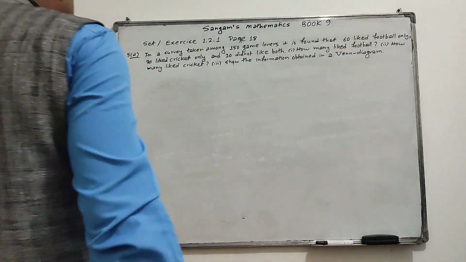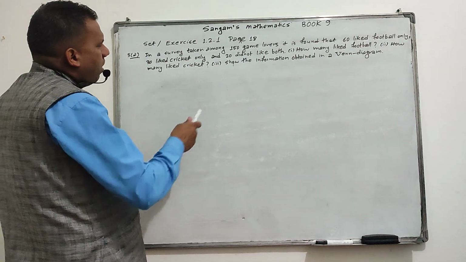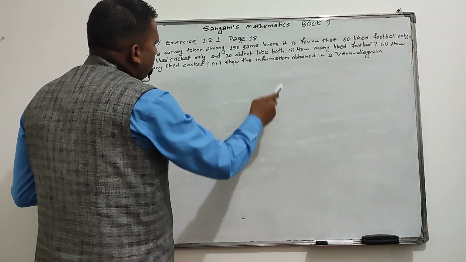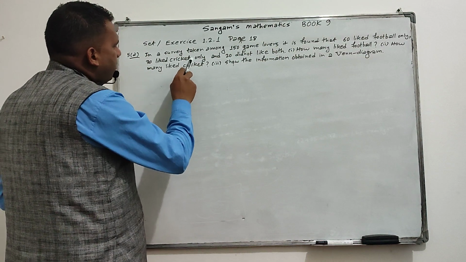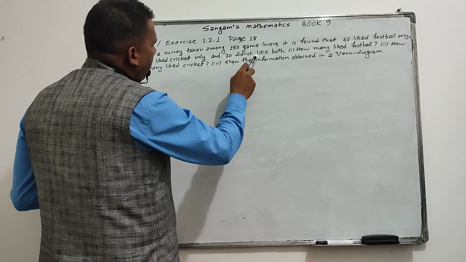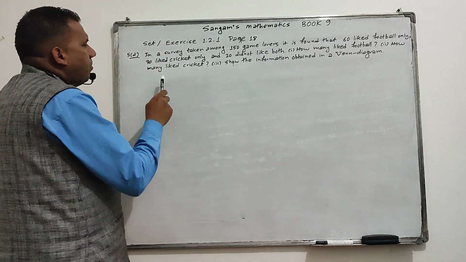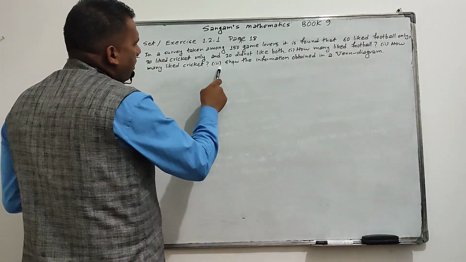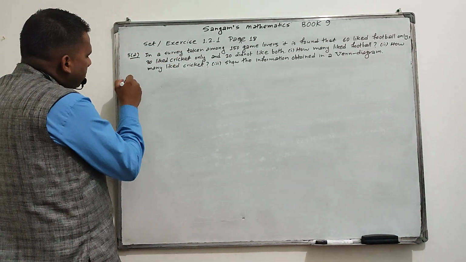Now students, next question 5a. In a survey taken among 150 game lovers, it is found that 60 like football only, 30 like cricket only, and 20 did not like both. 1. How many like football? 2. How many like cricket? 3. Show the information obtained in a Venn diagram. Now the solution.